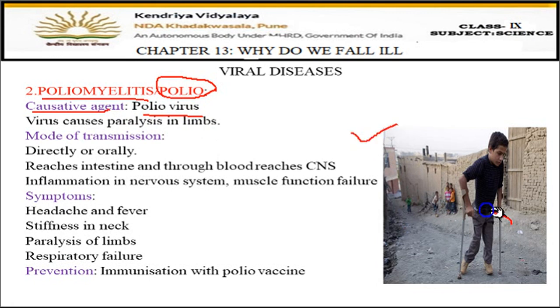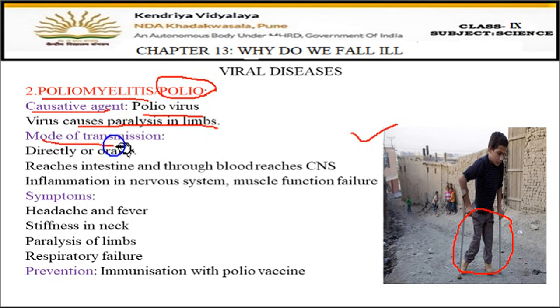The limbs get paralyzed. Okay, in polio, the limbs get paralyzed. So, it can be legs or either hands that sometimes get paralyzed due to this virus. So, the virus causes paralysis in the limbs. Paralysis means there is no sensation in these parts. Okay, limbs are not working actually.